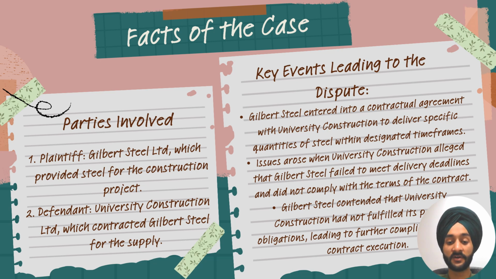Secondly, key events leading to the dispute. Gilbert Steel entered into a contractual agreement with University Construction to deliver specific quantities of steel within designated time frames. Issues arose when University Construction argued that Gilbert Steel failed to meet delivery deadlines and did not comply with the terms of the contract. Gilbert Steel contended that University Construction had not fulfilled its payment obligation, leading to further complications in the contract execution. And there are many disputes involved in this case, like payment dispute, continued dispute, market price increase.